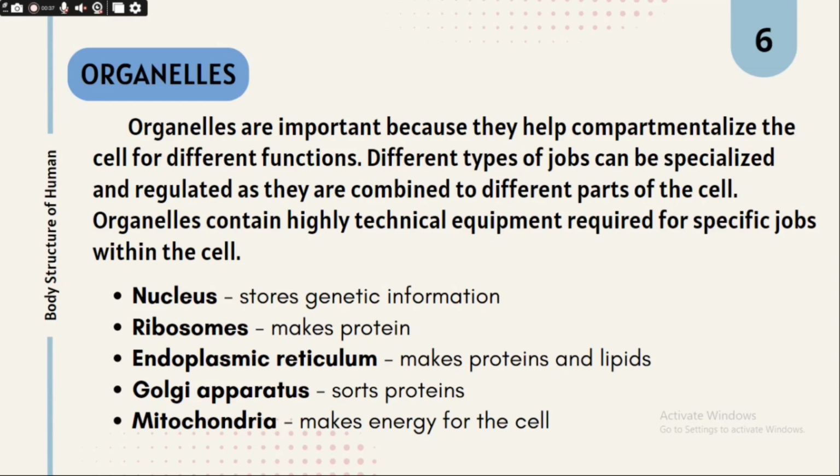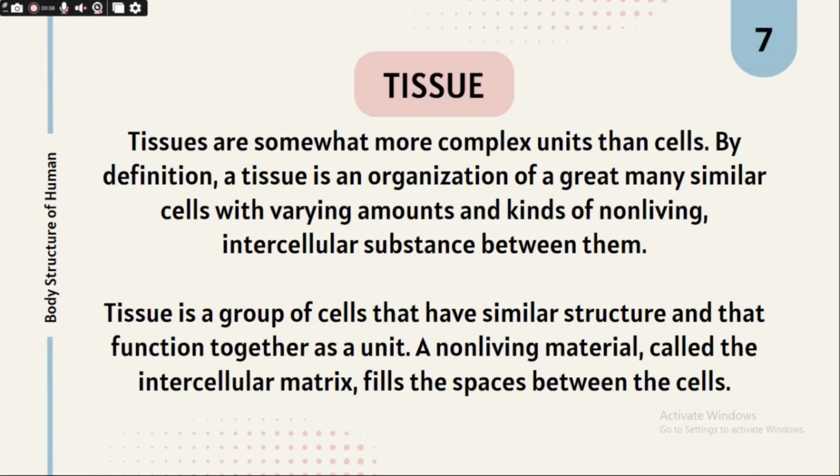Next one is the tissue. Tissues are somewhat more complex units than cells. By definition, a tissue is an organization of a great many similar cells with varying amounts and kinds of non-living intercellular substance between them. A tissue is a group of cells that have similar structure that function together as a unit. A non-living material called the intercellular matrix fills the spaces between the cells.